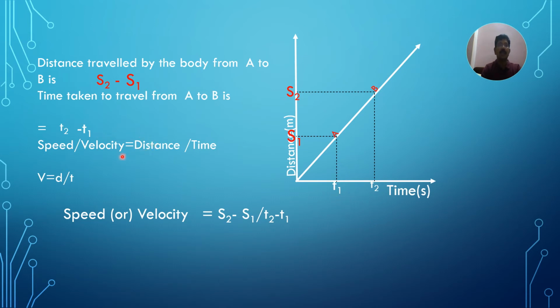We know that speed or velocity is nothing but distance by time, that is d by t. So speed or velocity is equal to S2 minus S1 by T2 minus T1. With this formula, we can solve the problems based on graphs. This is a new formula which is used to find the speed or velocity. Okay, are you clear?